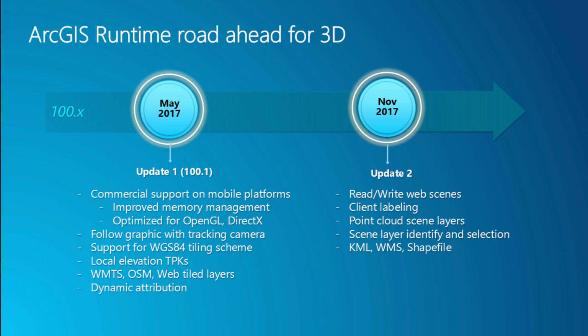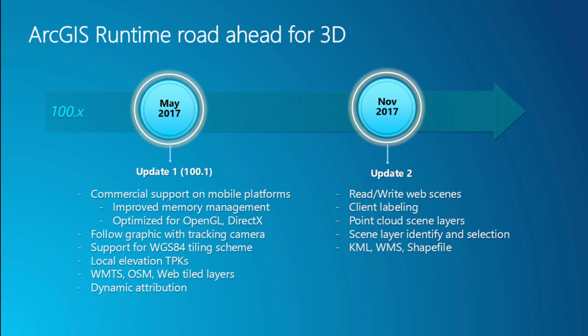Another option here is being able to support the WGS84 tiling scheme. So right now, the globe within a runtime scene view is only represented to support Web Mercator, but we want to be able to support WGS84. This will enable us to work with tiled layers, whether for raster rendering or for elevation, that are published or available in WGS84 so that we can use those from a developer perspective within runtime.